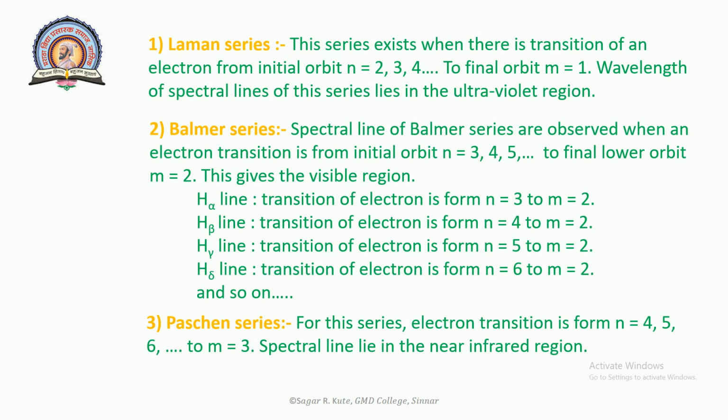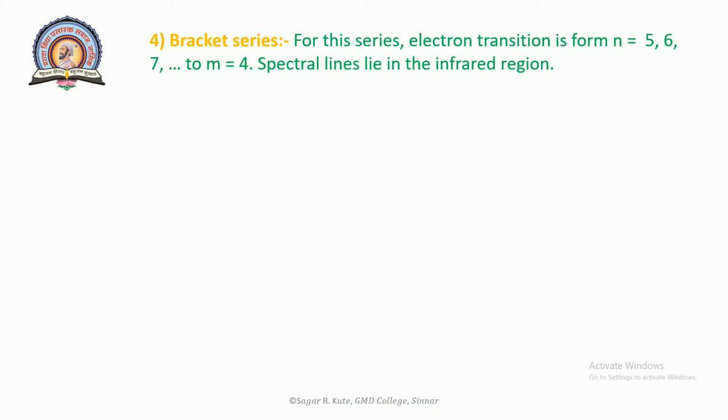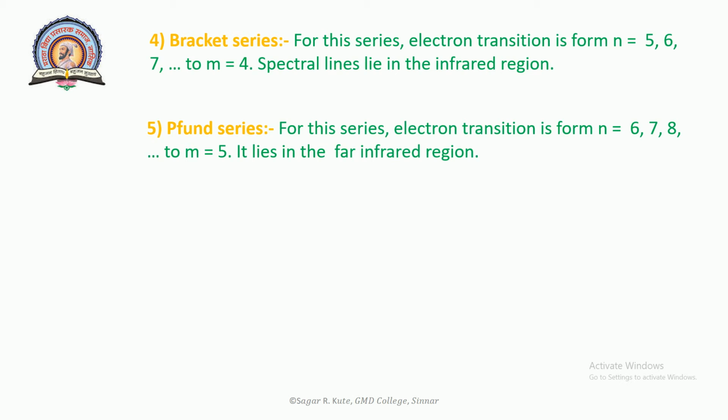Spectral line lies in the near infrared region. Fourth will be the Brackett series. For this series, electron transition is from n equal to 5, 6, 7 to m equal to 4. Spectral line lies in the infrared region. Fifth will be the Pfund series. For this series, electron transition is from n equal to 6, 7, 8 to m equal to 5. That is, it lies in the far infrared region.